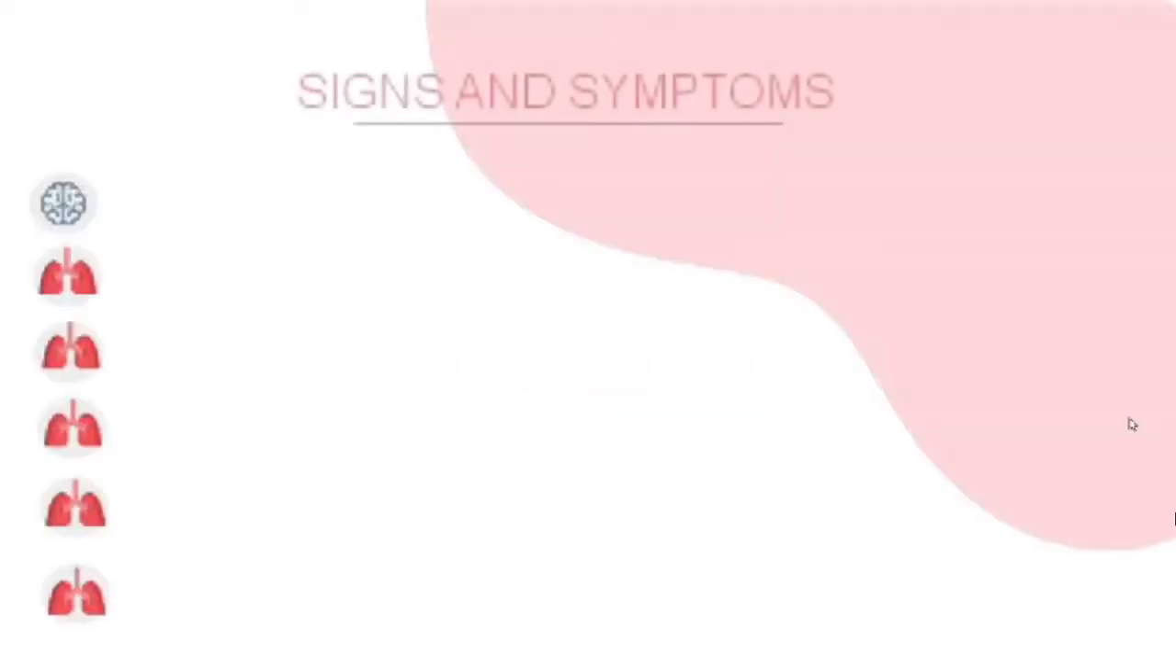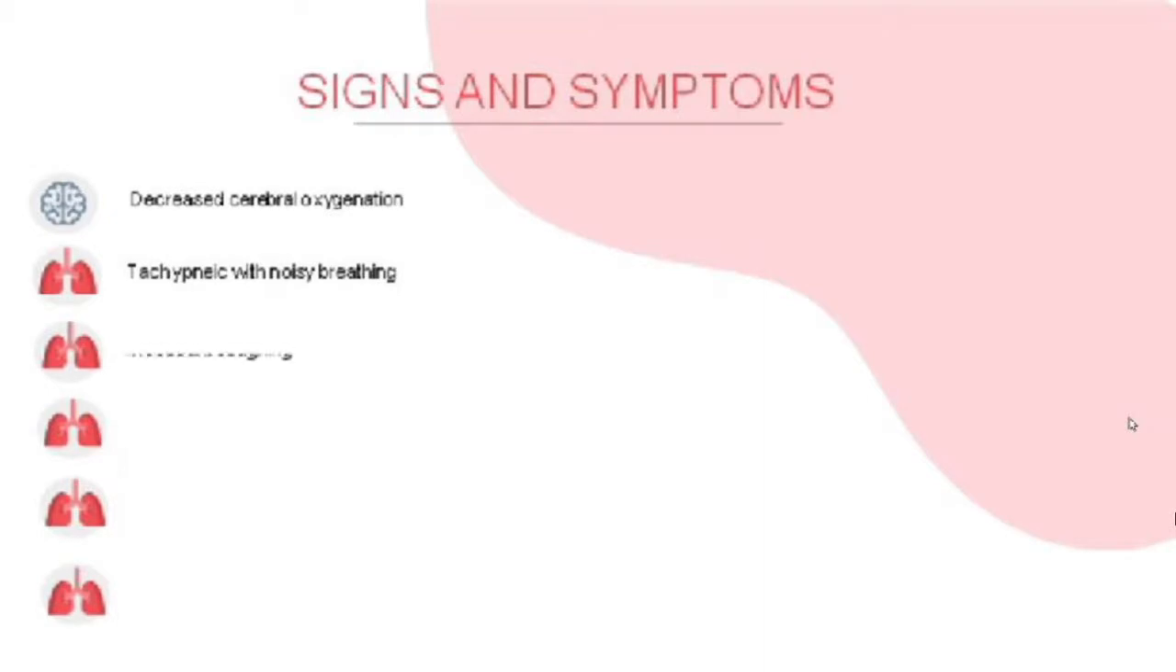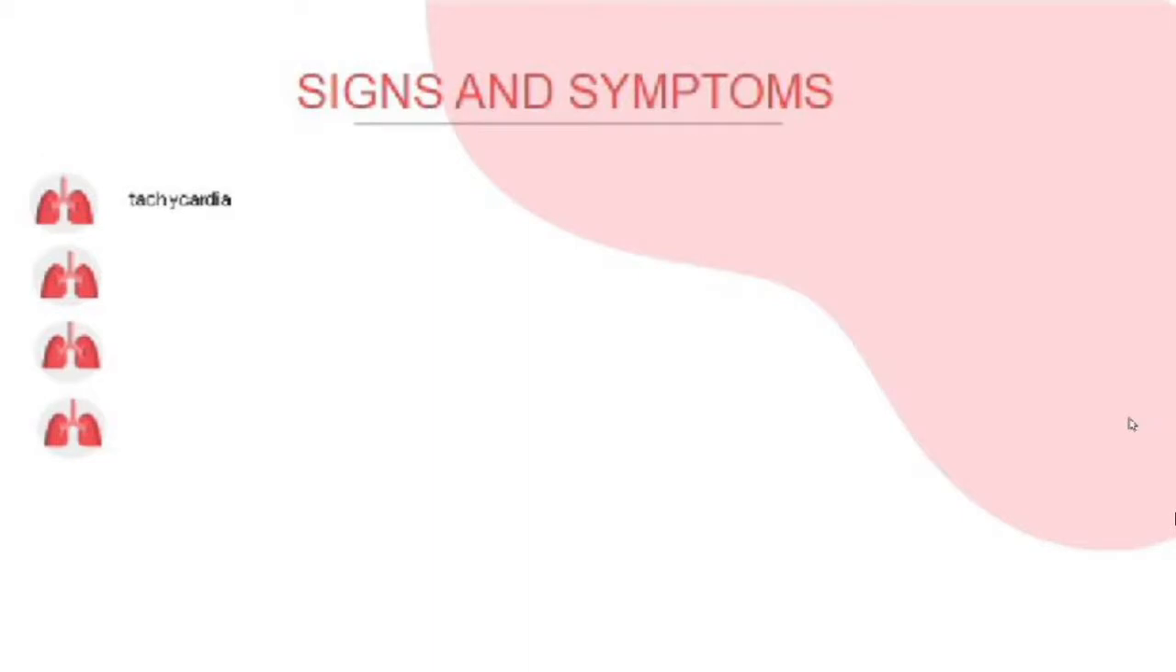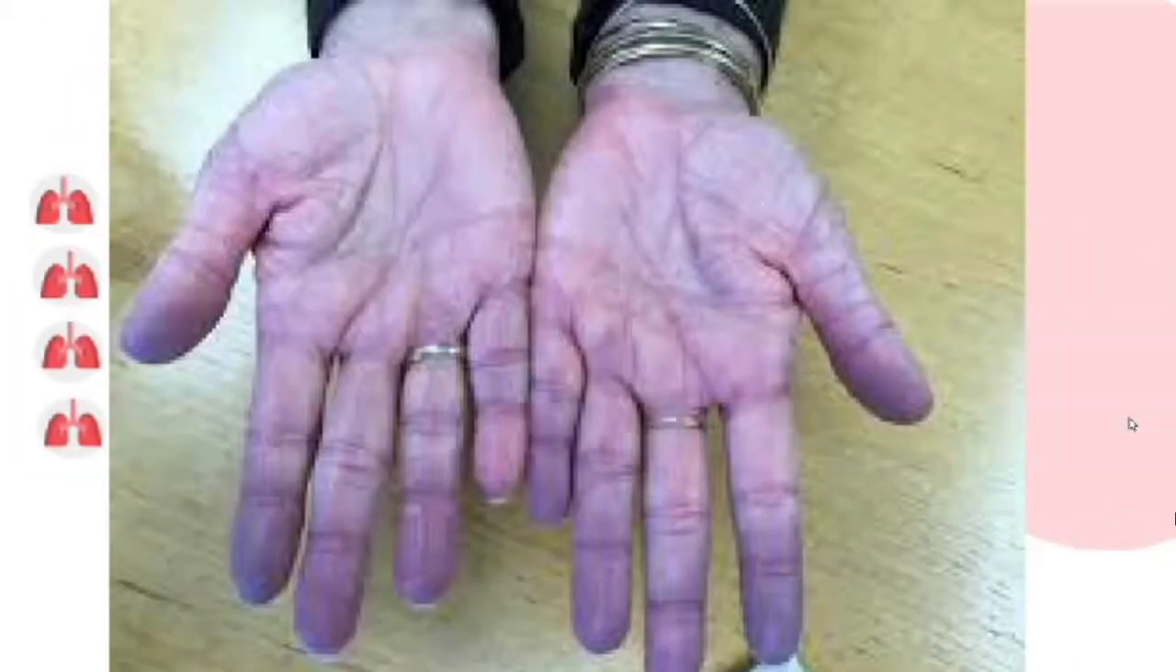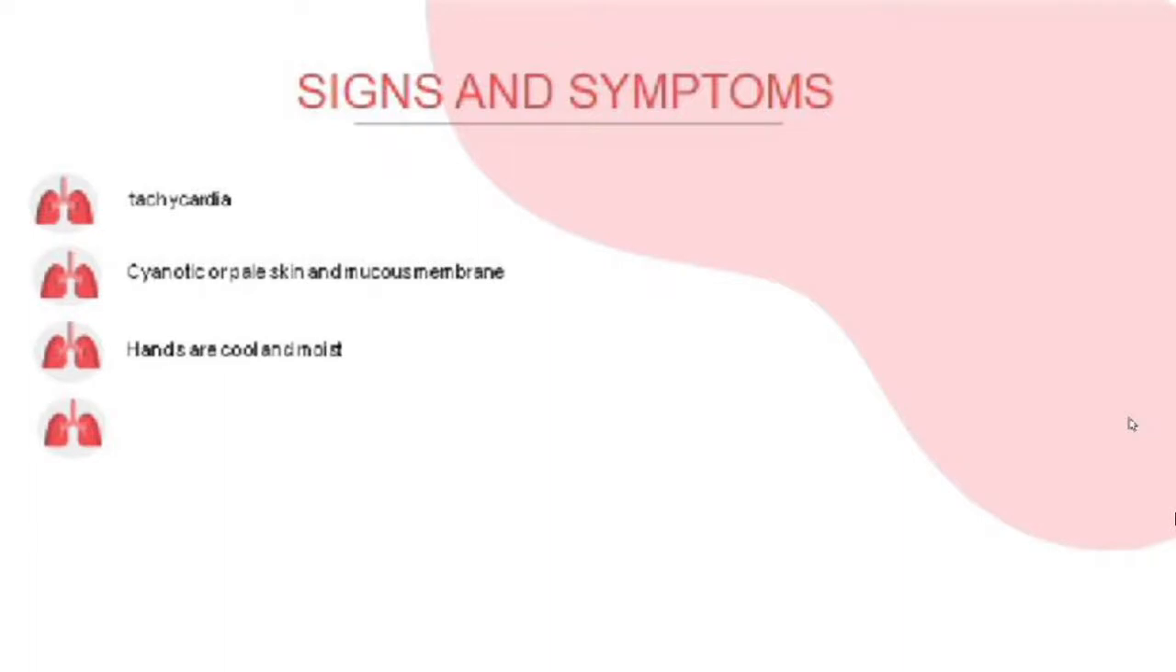The signs and symptoms of the disease: decreased cerebral oxygenation, tachypnea with noisy breathing, incessant coughing, sense of suffocation, sudden onset of breathlessness, anxiety, tachycardia, hands are cool and moist, cyanotic or pale skin and mucous membrane, and jugular vein distension.